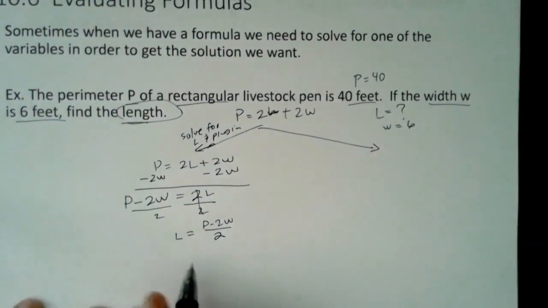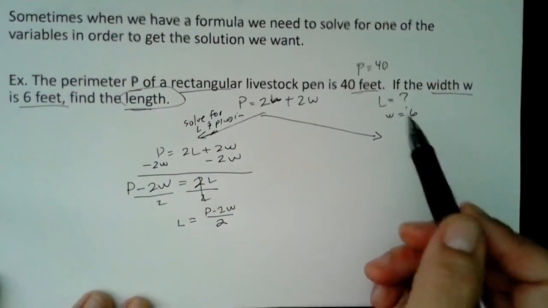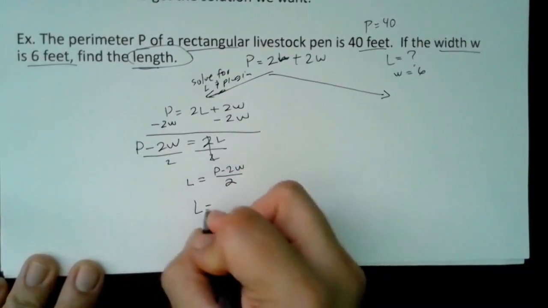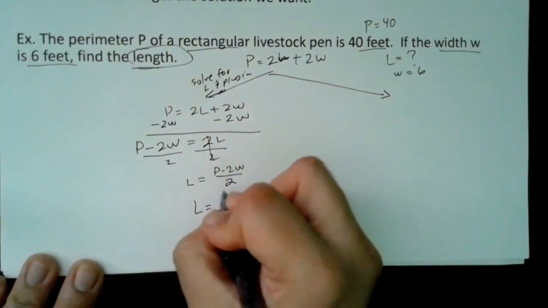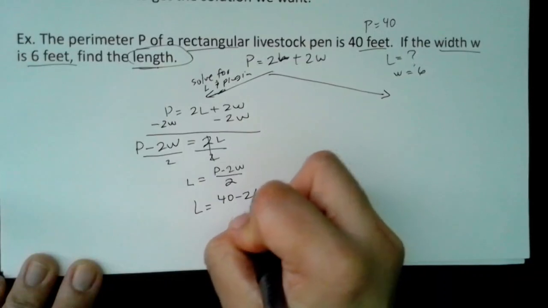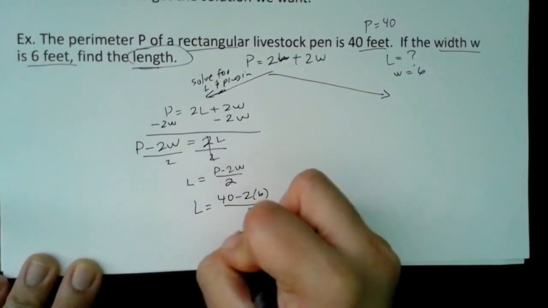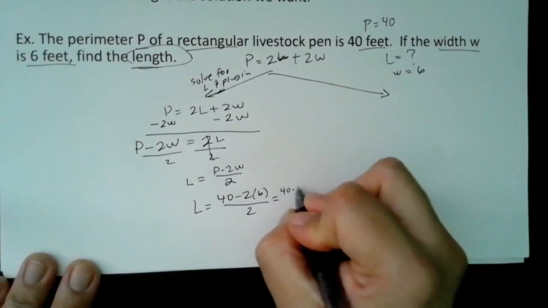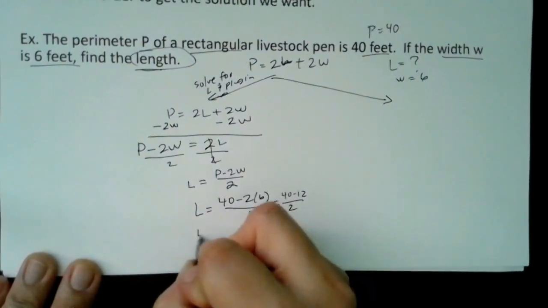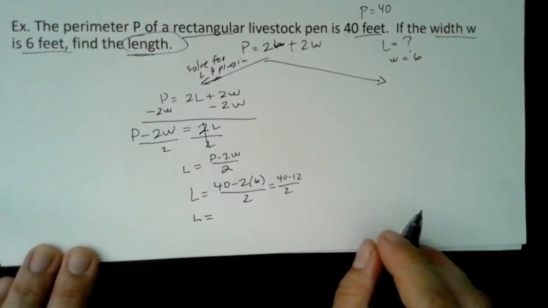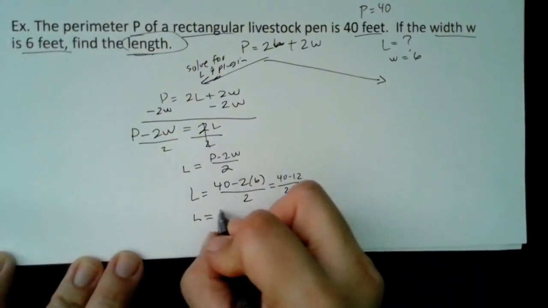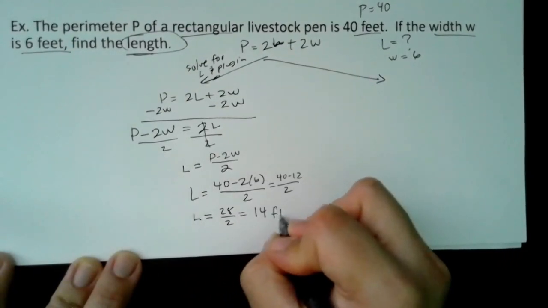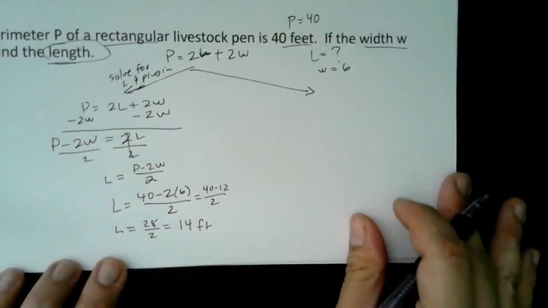Then from here we plug in W is equal to 6 and P is equal to 40. 40 minus twice 6, all over 2, so that's 40 minus 12 over 2. So length is equal to 28 over 2, which is just 14 feet. So that's one way.